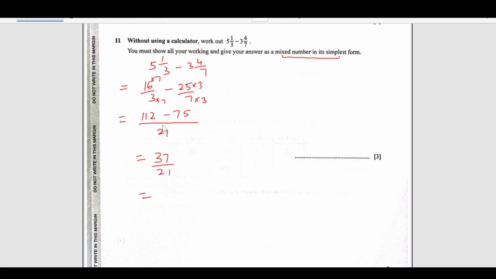So this is when you divide, 116 over 21.